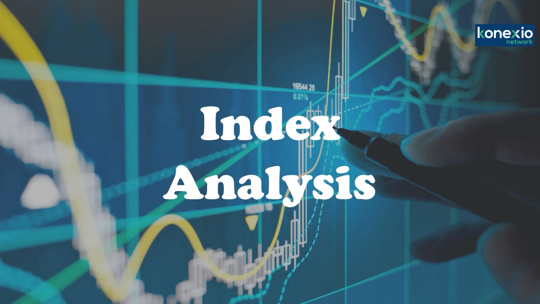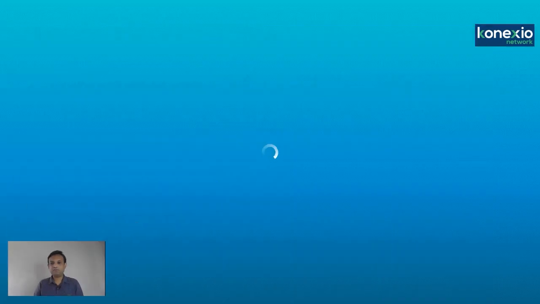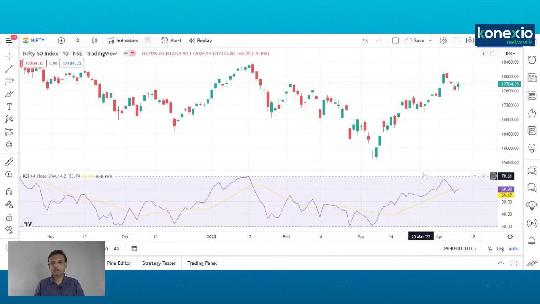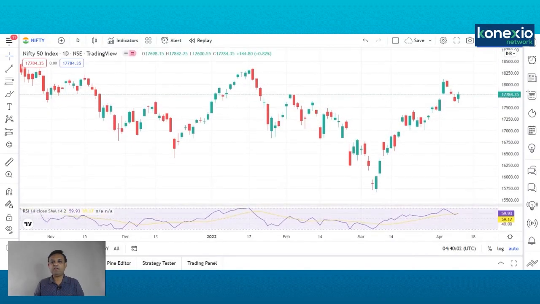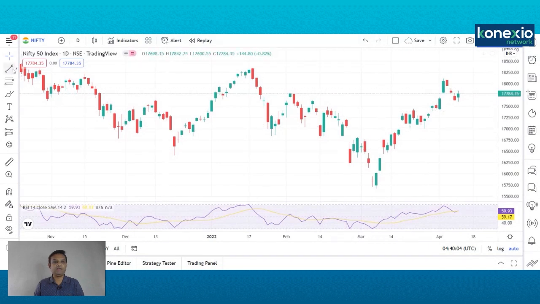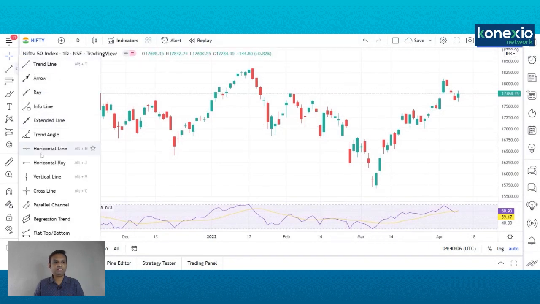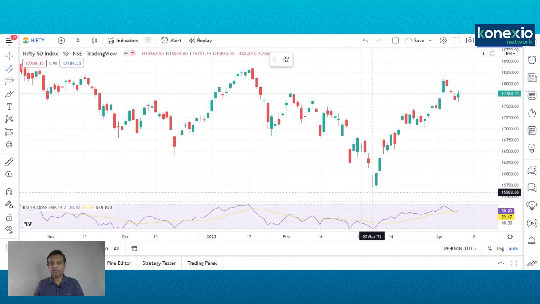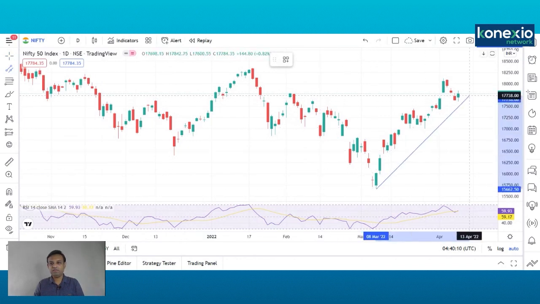Now let us see the Nifty daily charts. This is the Nifty daily chart. Now here we will see what was the daily pattern formed on the candlestick patterns. Now this is the indicator RSI, and we have been talking about the upward rising channel, which has been maintained since the last couple of weeks.